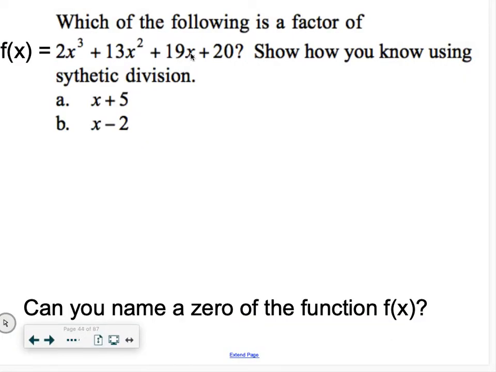Okay, let's see what we got so far. So let's start with synthetic division.